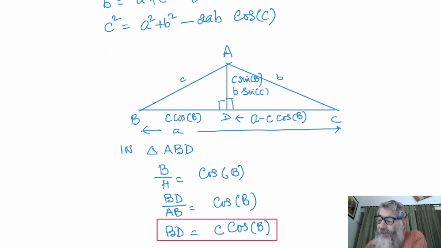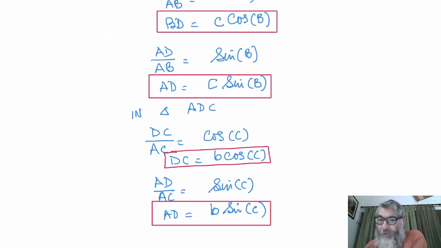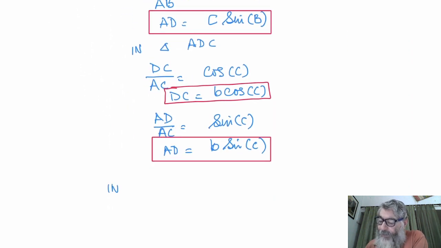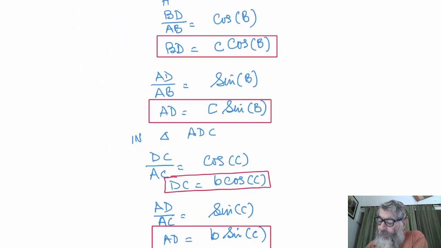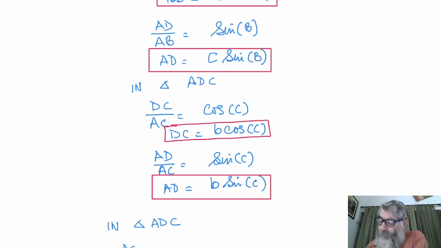Here cos B, here sin B. I can take B sin C also, but I'm not going to, because sin B and cos B, when we square them, we can get some kind of a result. So in triangle ADC, AC square will be equal to AD square plus DC square.